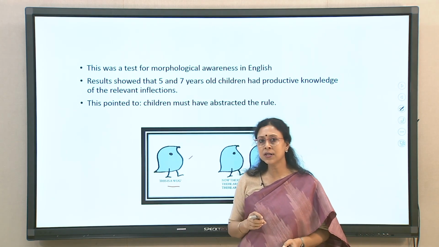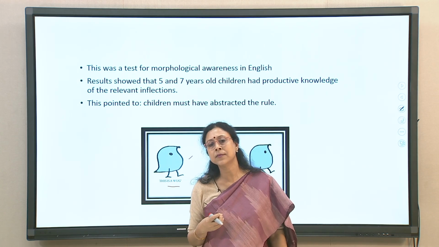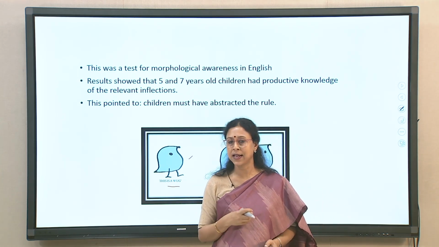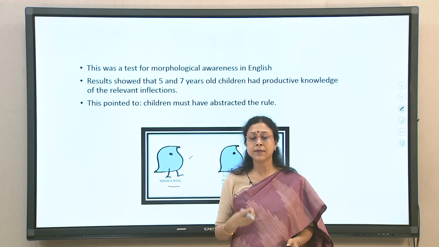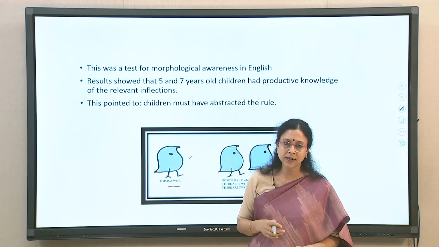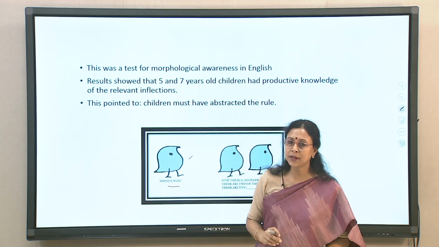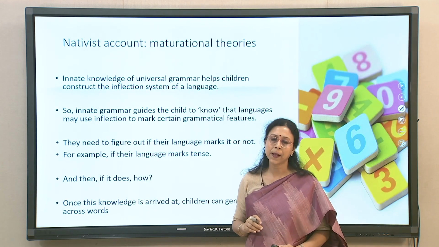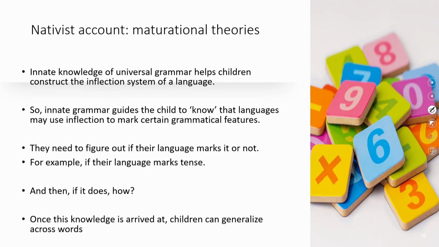So, the take home lesson from this experiment was that children must have abstracted the rule by this time. By the time they are 5 years old, 7 years old, they must have abstracted the basic principle that applies in case of number in English language. That was the idea.